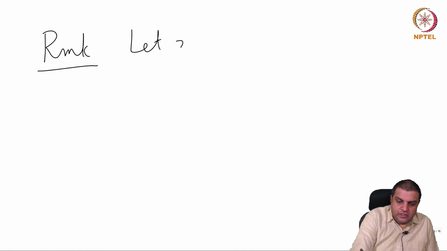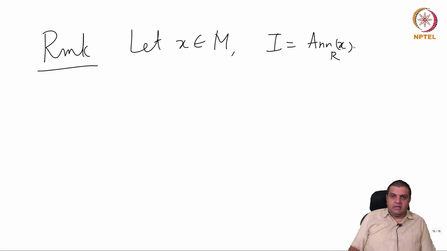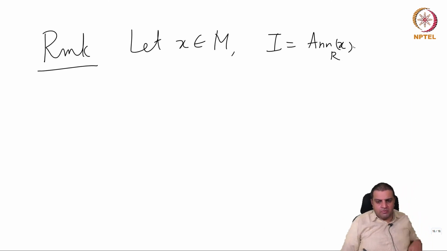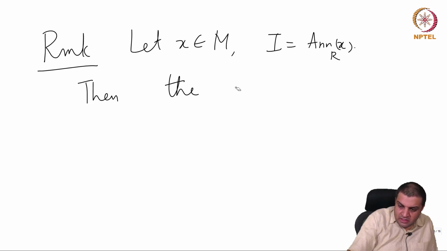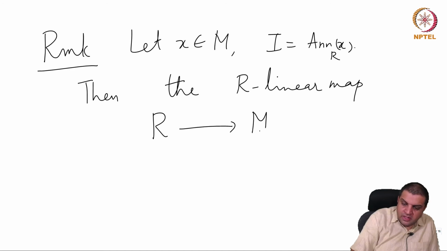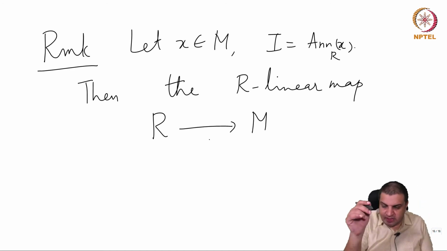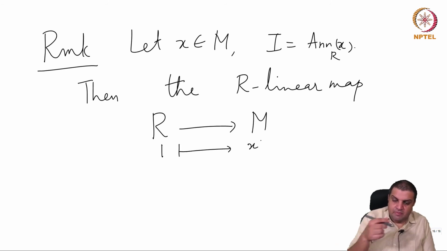Let x be inside M, and I the annihilator of x. We observe that the annihilator is an ideal. Then, given any R-module and an element inside the module, there is a natural R-linear map R to M which takes 1 to that element.